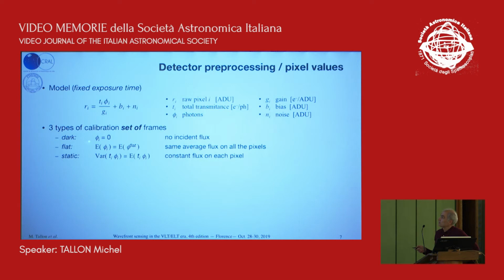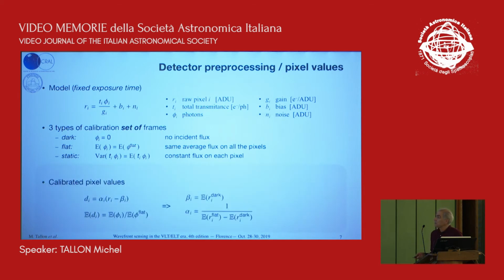So we have dark, flat as usual. Flat means that all the pixels receive the same amount of flux on average. But we also have what we call a static frame. It means that we don't know the flux received by each pixel, but we want it to be fixed and stable during all the acquisition of the set of frames.